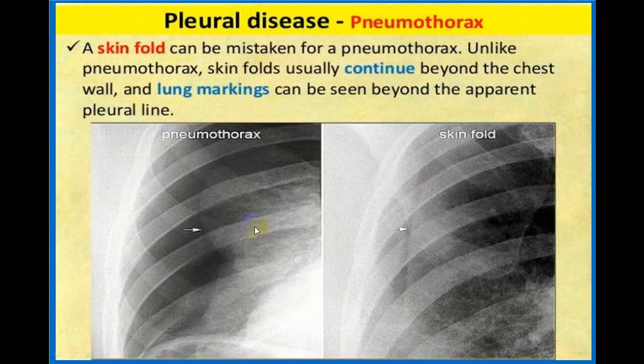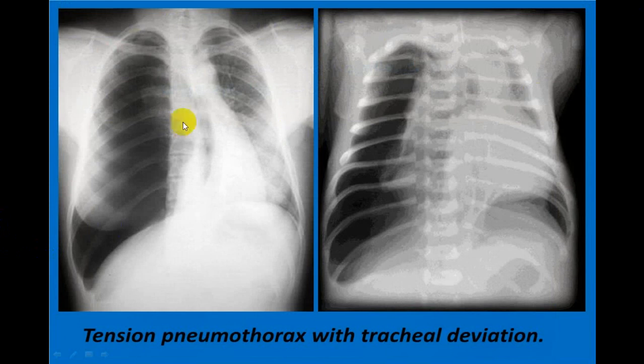This is the lung margin. Here you can see a vascular marking, but between the chest wall and this, there are no vascular markings. So this is a pneumothorax. But if you look here, there is one line seen, but beyond this line also you can see vascular markings. Look at this and look at this, there's a difference. This is because of a skin fold, which is sometimes produced in a thin individual. That can be seen very clearly, and it is very frequently mistaken as a pneumothorax.